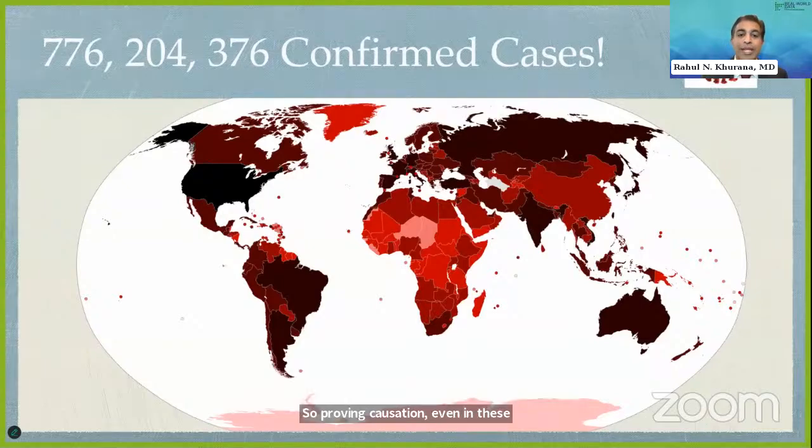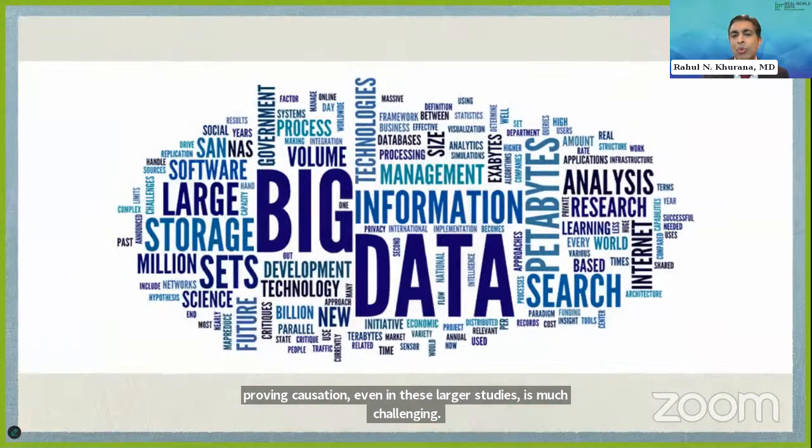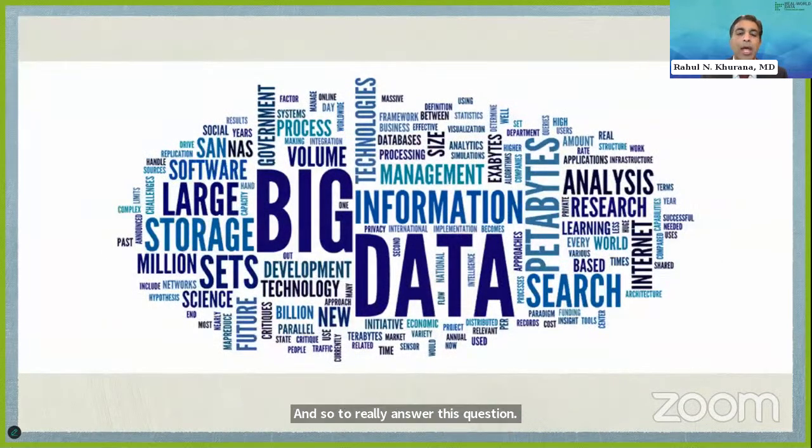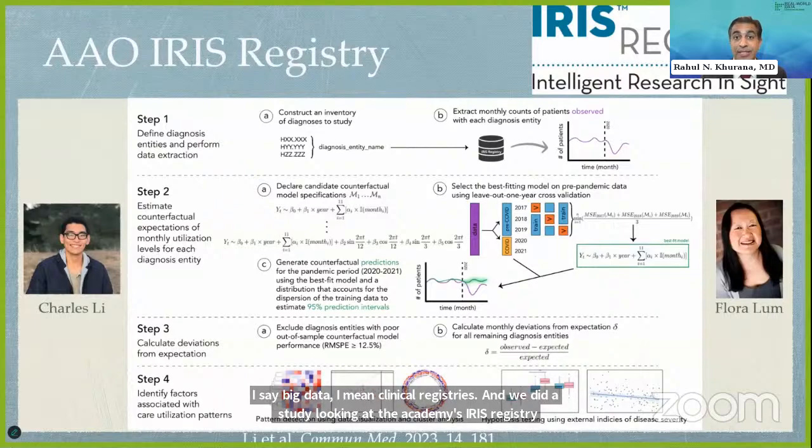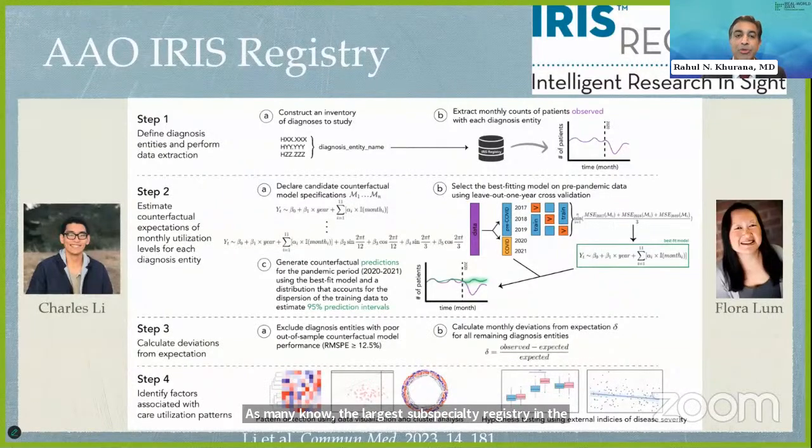And so to really answer this question, we had to turn towards big data. And when I say big data, I mean clinical registries. We did a study looking at the Academy's IRIS registry, which, as many know, is the largest subspecialty registry in the United States, involving over 80 million unique patients.